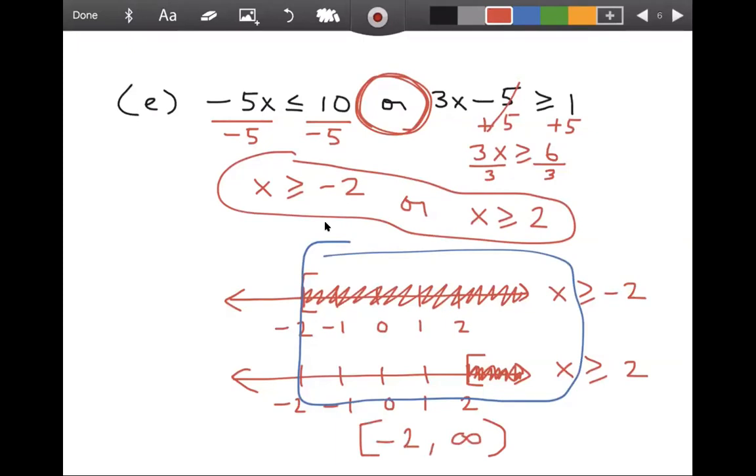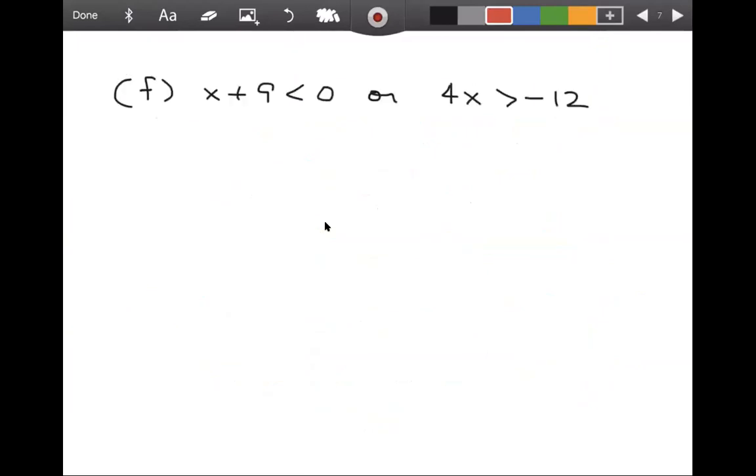Okay. Next example. x plus 9 is less than 0, or 4x is greater than -12. So again, solve the simple inequalities separately. This one gives you x is less than -9. This one gives you x is greater than -3. So we're looking for all values of x that are either less than -9 or greater than -3.